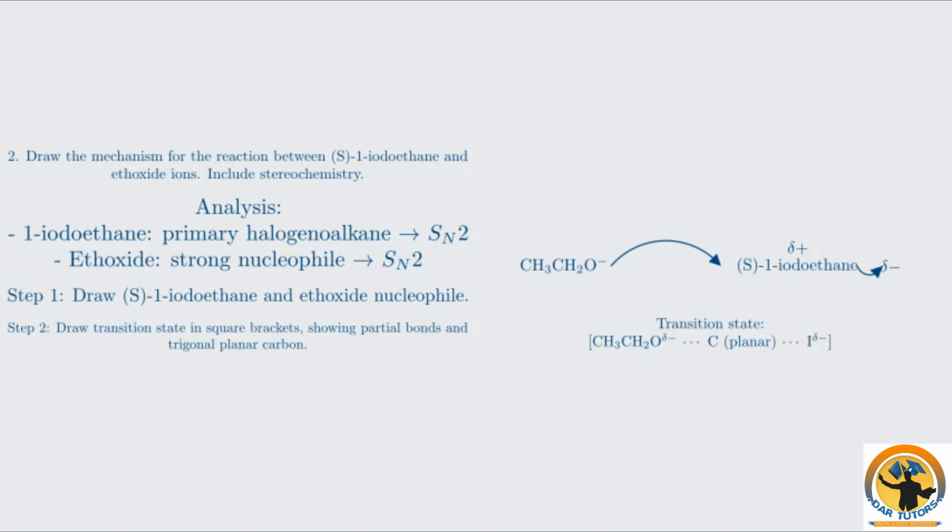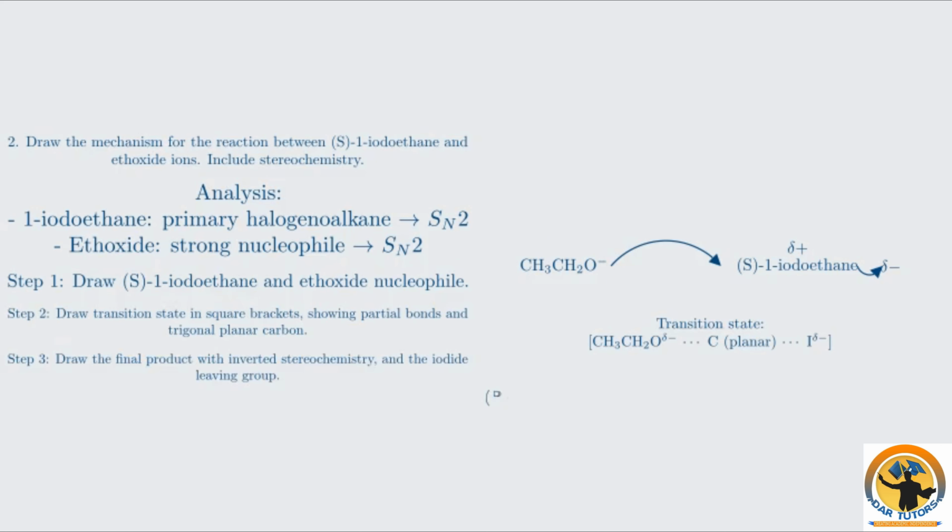The stereochemistry of the product, R-1-ethoxyethane, must show inversion of configuration. This complete diagram shows the backside attack, the transition state, and the resulting inversion of configuration at the chiral center. This is a perfect example of a stereospecific SN2 reaction.